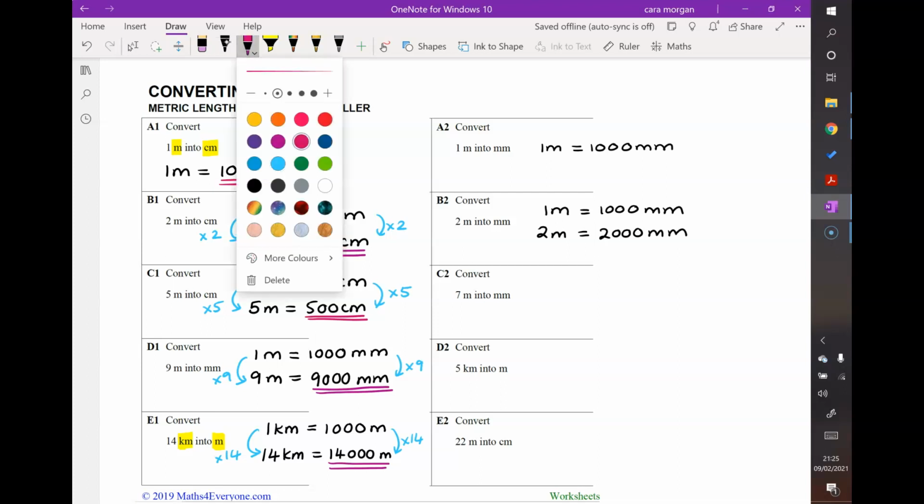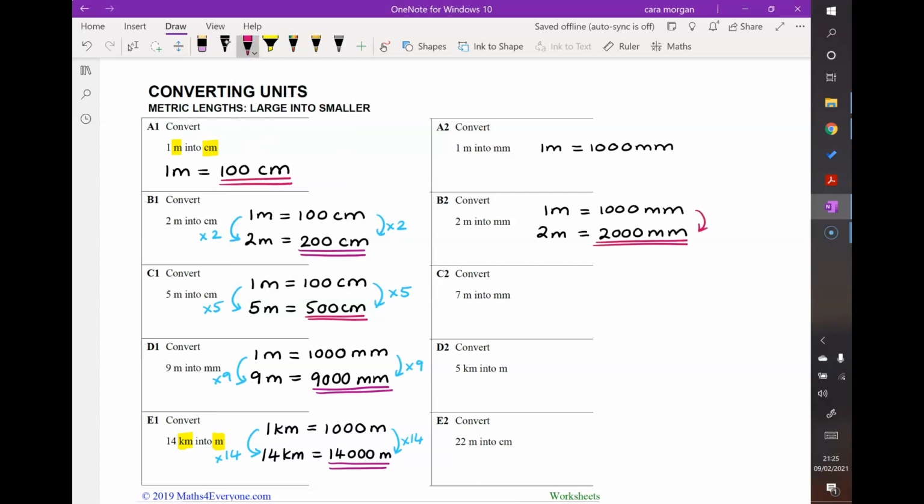And I can underline that. That's nice. I'm just multiplying both sides there by 2. My next one, 7 metres into millimetres. Well, again, I know that 1 metre is 1,000 millimetres, so I'm always going back to my key fact.